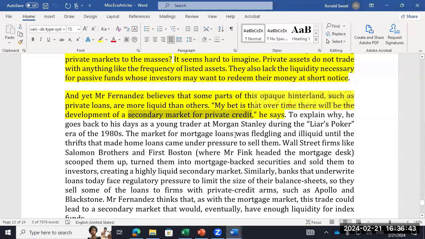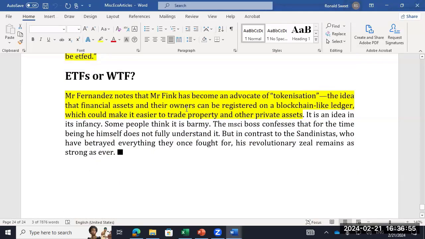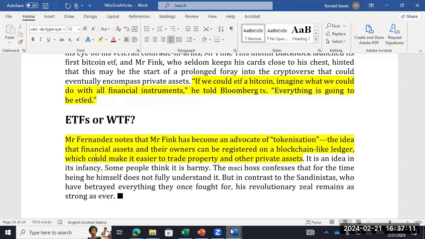So credit makes sense. That's a lot easier one. If we could ETF, they've done an ETF for Bitcoin. It hasn't done all that well, but imagine what we could do with other things. Yeah, possibly. And I don't know, do you trust someone that called Mr. Fink has become an advocate of this? The idea that financial assets and the owners can be registered on the blockchain like a ledger. And so who knows? Is the world really changing? I don't know.